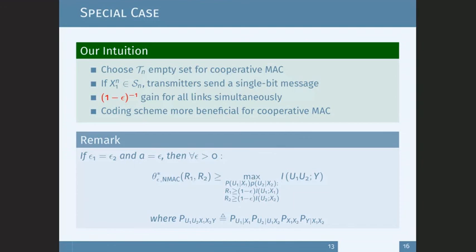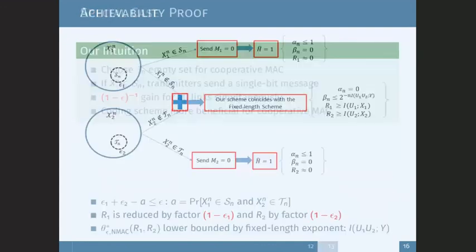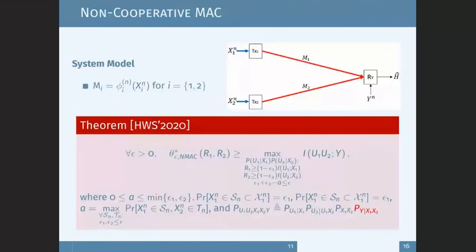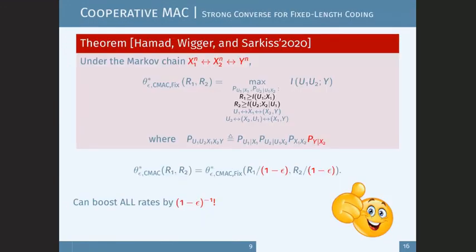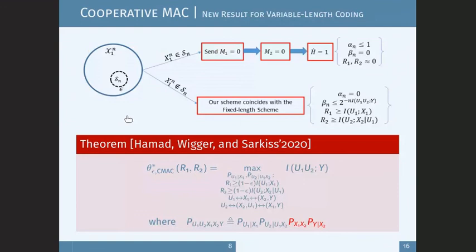Yes, definitely. Thank you very much for your question. Actually, the main difference is that for the cooperative MAC and the achievability scheme, as we saw, whenever we fall in this set, both links can send the 0-bit, and so both links can reduce their rate by the factor 1 minus epsilon, because this set is only for epsilon of the time. So this means that we can boost all the rates by 1 minus epsilon factor.